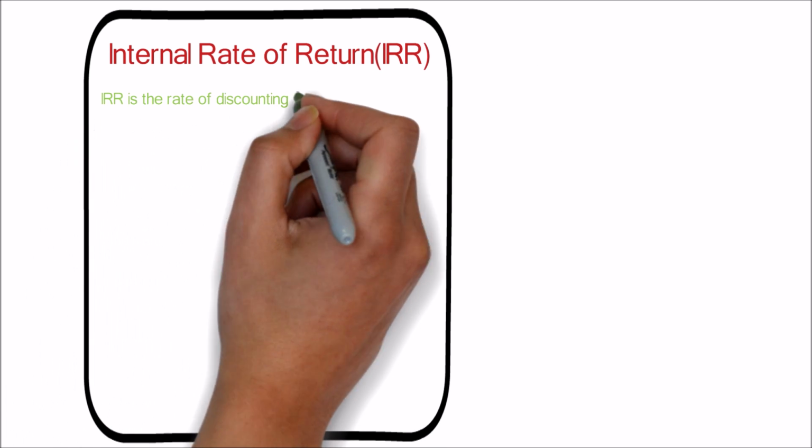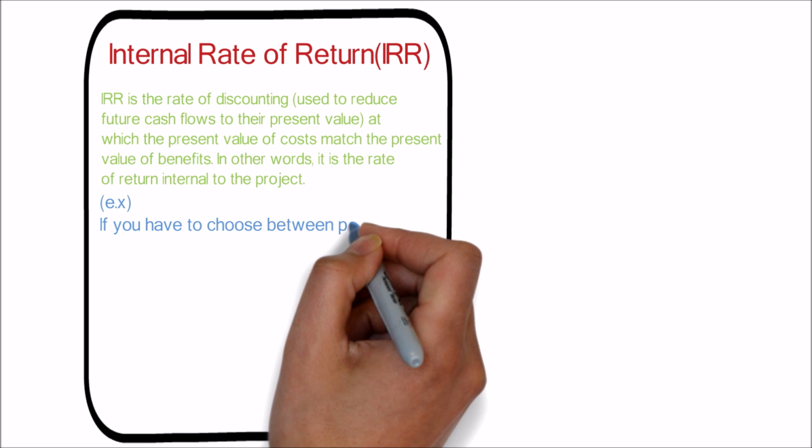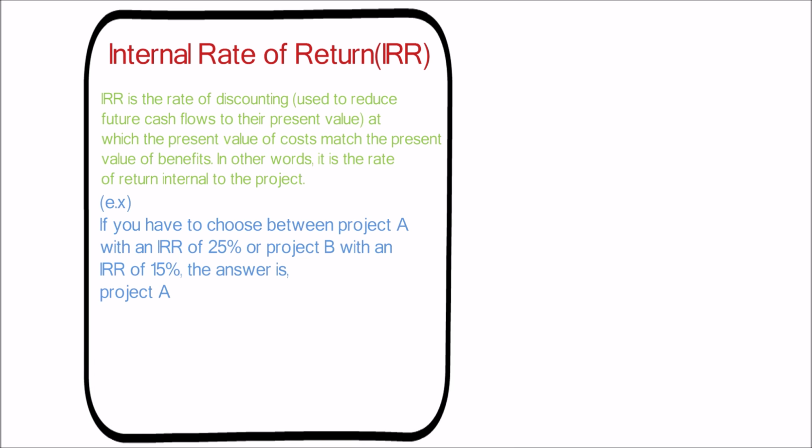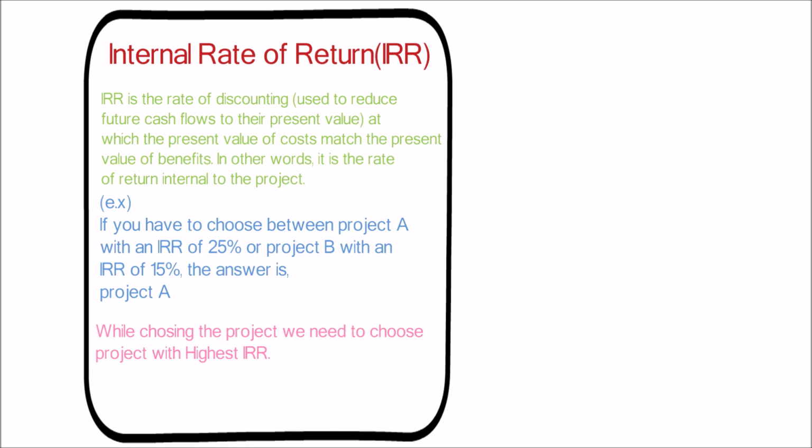Internal rate of return is the rate of discounting at which the present value of costs match the present value of benefits. Example. If you have to choose between Project A with an IRR of 25% or Project B with an IRR of 15%, the answer is Project A. While choosing the project, we need to choose project with highest internal rate of return.